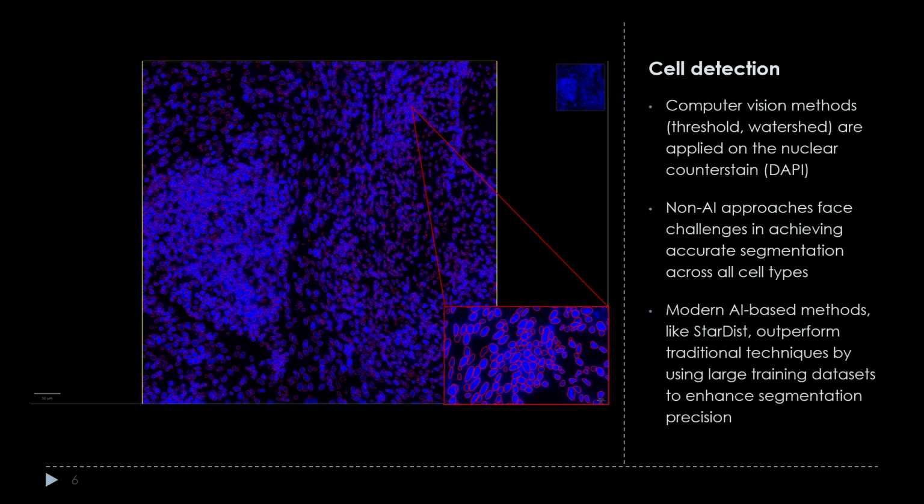Advances in AI-based methods like StarDist outperform traditional techniques by using large training datasets to enhance segmentation precision. StarDist segmentation uses deep learning to accurately outline cells in crowded or complex images, handling overlapping and irregular shapes better than traditional methods such as watershed.